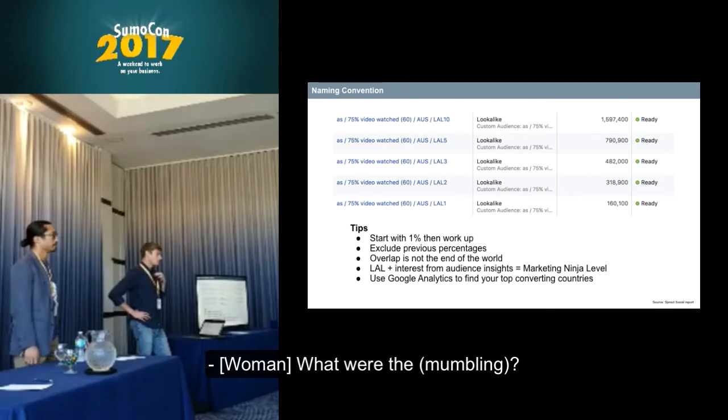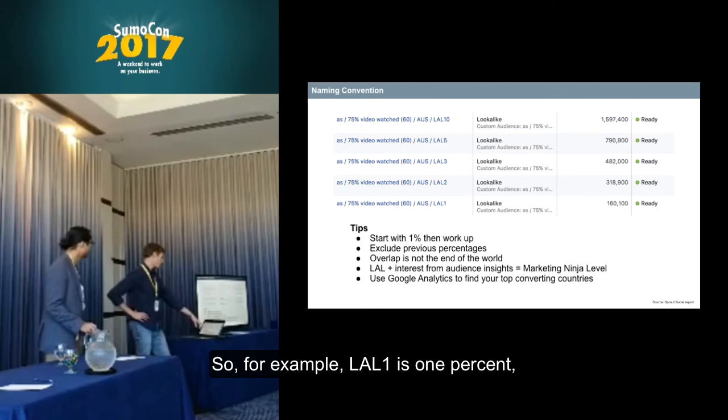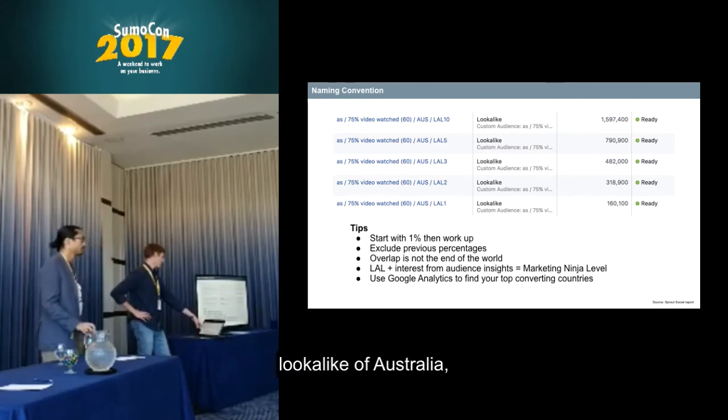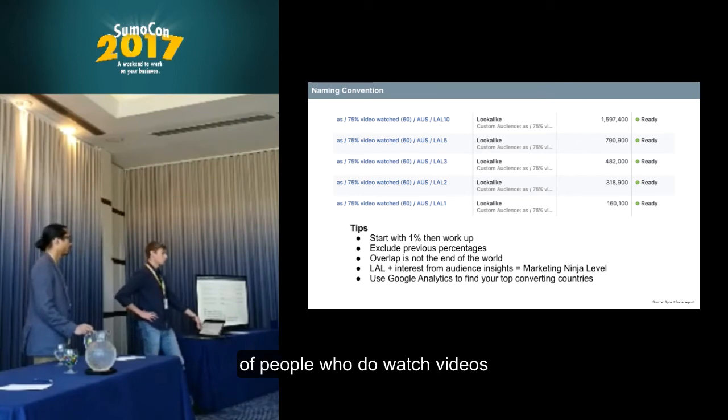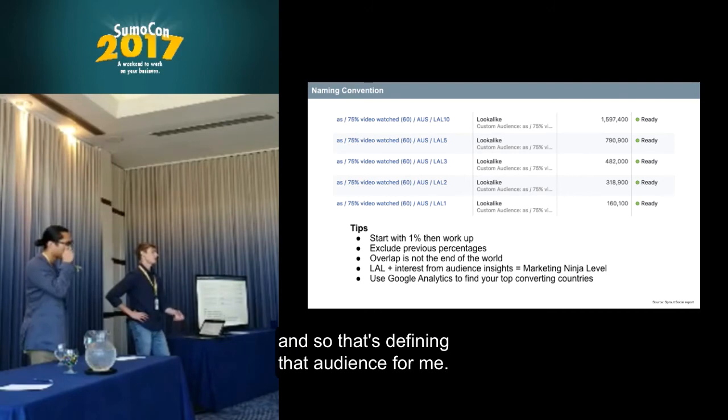What were the 10, 5, 3, 2, 1? These are the lookalike audiences. So for example, LAL1 is a 1% lookalike of Australia, and the audience is 75% of people who watch videos. Then I've just chosen all of the videos on that page, and that's defining that audience for me.